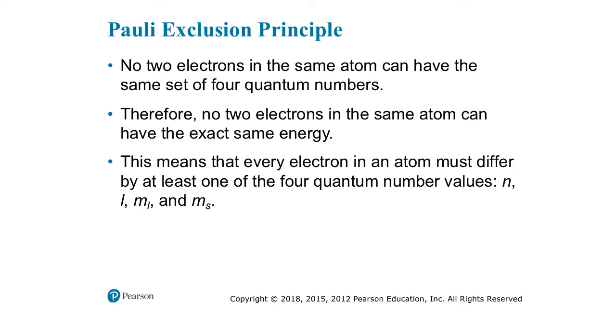So no two electrons in an atom could have the exact same energy, and no two electrons can occupy the exact same space at the exact same time. So this means that every electron in an atom must have at least one of the four quantum numbers different from each other. So they each have to have their own n, l, m sub l, and m sub s value.